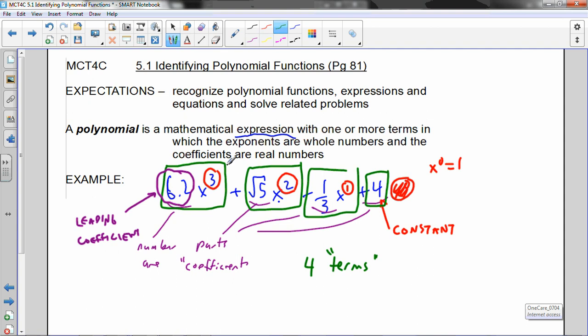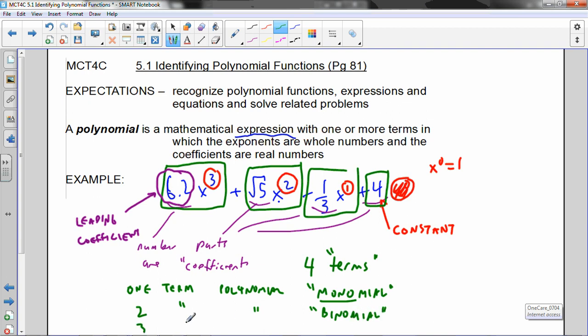Back to this terms business. Altogether, these expressions are called polynomials, but we have special names for them. A one-term polynomial is called a monomial. Mono means one, like monopoly, right, or monorail. A 2-term polynomial is called a binomial, like bicycle, right? And a 3-term polynomial is called a trinomial. And there's probably names for the other ones, but that's as far as we're going to go.